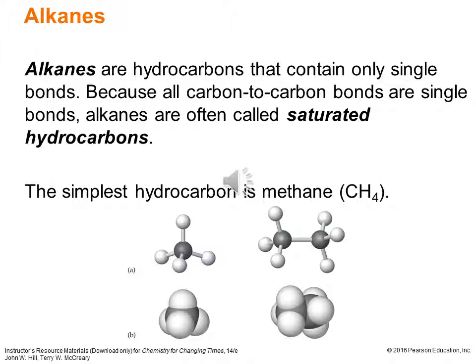The simplest hydrocarbon is methane, CH4. This is the primary component of natural gas, for anyone who uses natural gas at home for heating or cooking. It's overwhelmingly methane. There's probably a little ethane in there and maybe some other things, like a sulfur-based compound to give it the smell so that we know if there's a natural gas leak.